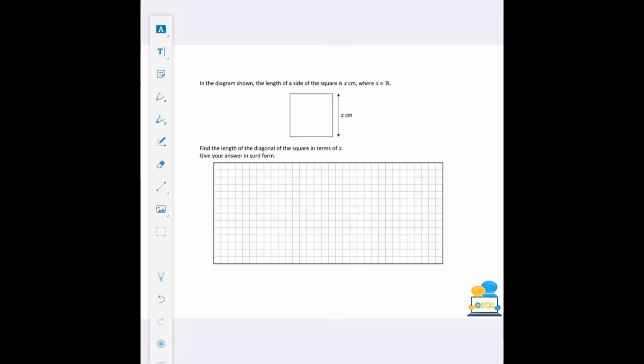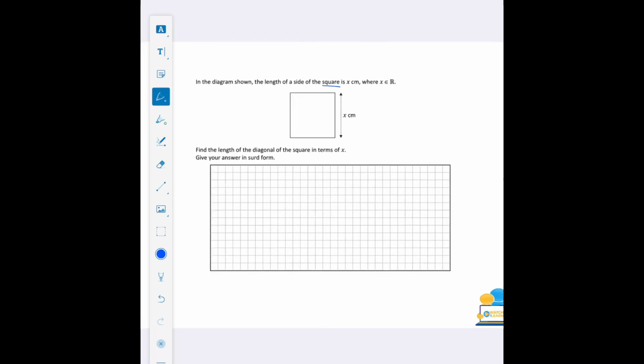We're just going to look at two questions that I think might be a little bit more challenging. Okay, so they are still applying the basics of Pythagoras and SOHCAHTOA, just maybe not in as obvious a way. So we'll look at this one first. So in the diagram shown, the length of a side of the square is x centimeters. Okay, now before I go any further, okay, key word in that sentence is square. Okay, so we should know a square, all the sides are the same.